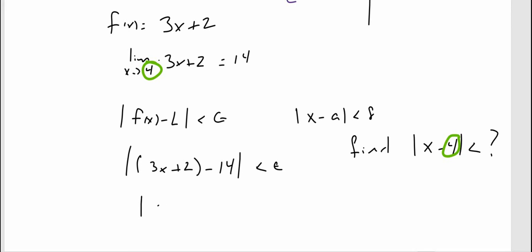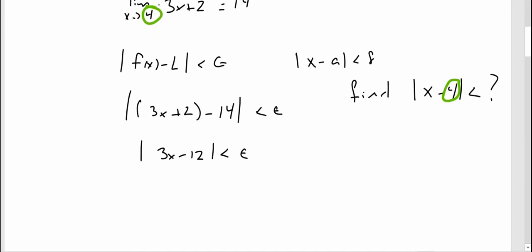So now we just need to simplify a little bit. It's going to be |3x minus 12| is less than epsilon. Now, how do we get an |x minus 4| involved there?